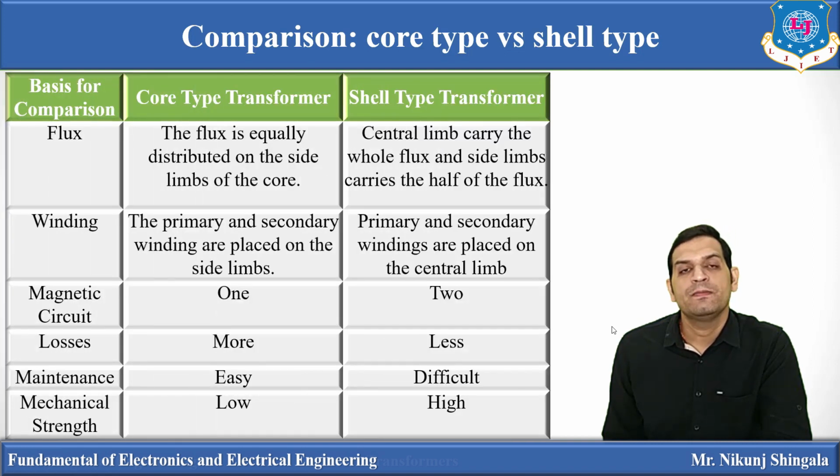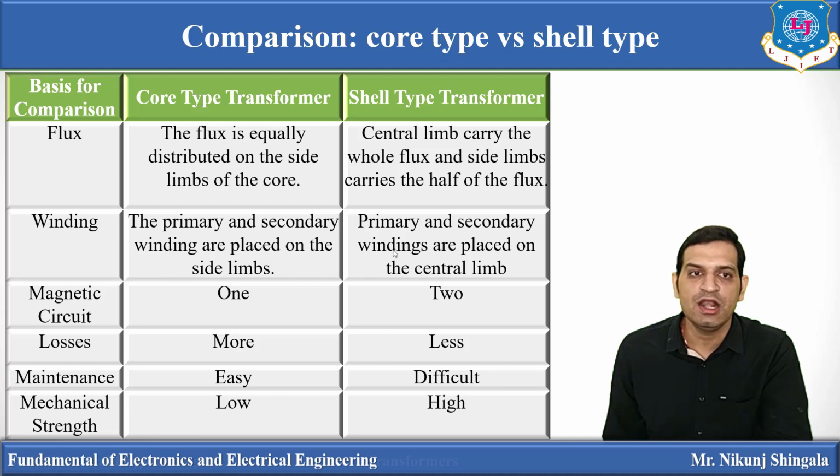Then flux. Flux is equally distributed on both the limbs of the core. Here the main flux flows in the central limb, and in the side limbs half of the flux is flowing. Primary and secondary windings are placed on the side limbs. Here primary and secondary windings are placed on the central limb. It consists of one magnetic circuit. Here it consists of two magnetic circuits because it consists of three limbs.